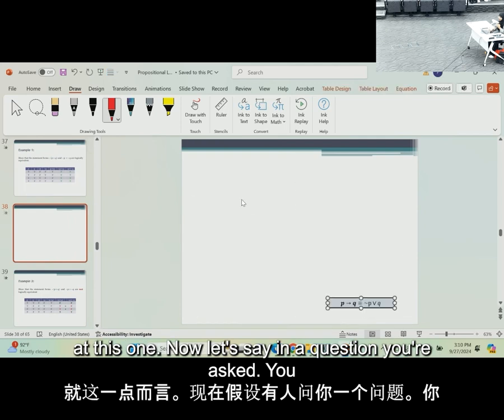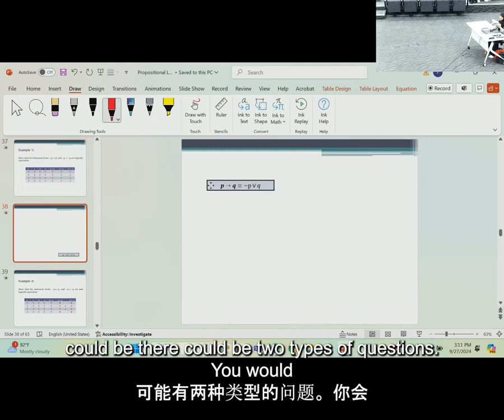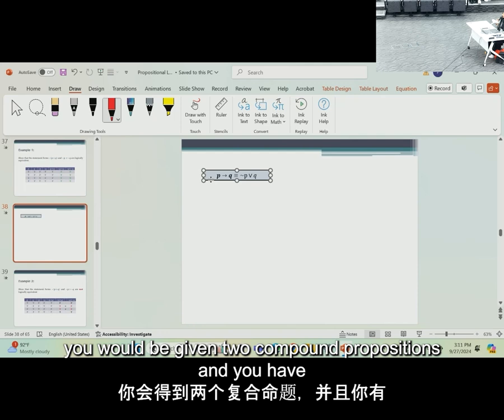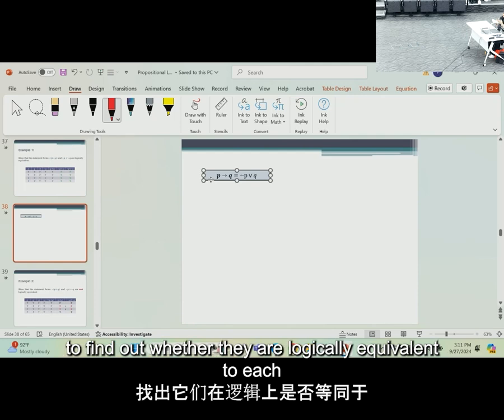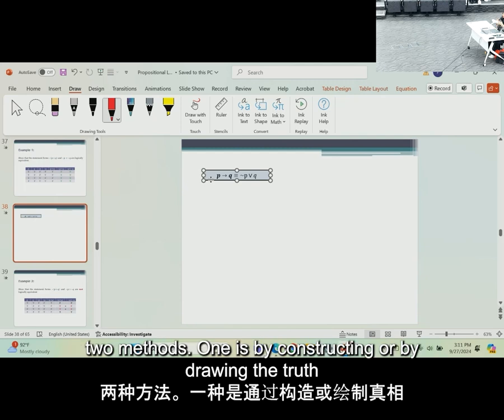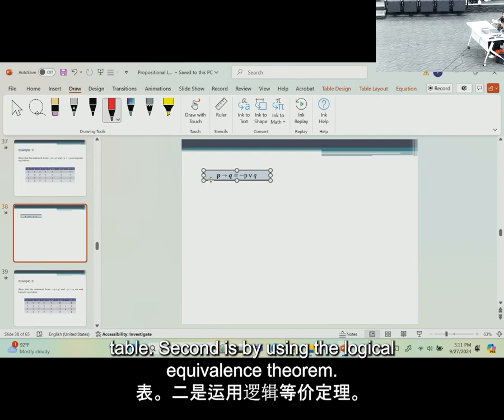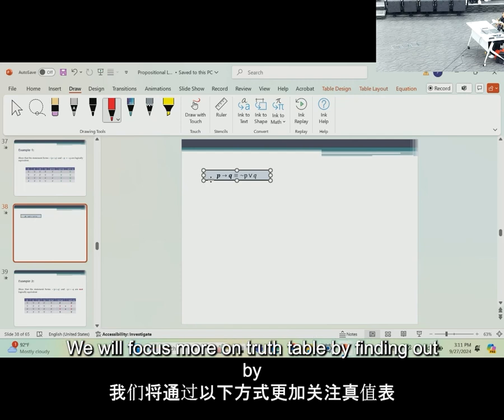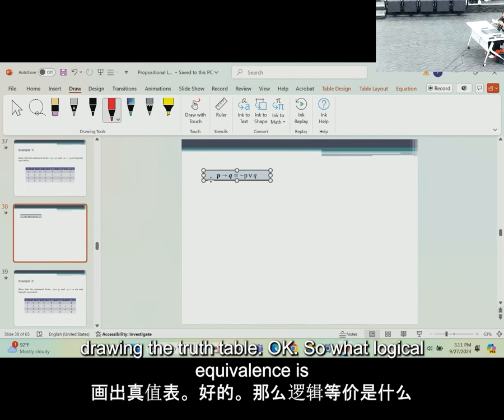look at this one. Now let's say in a question, there could be two types of questions. You would be given two compound propositions, and you have to find out whether they are logically equivalent to each other or not. What method will you use? There are mainly two methods. One is by constructing or drawing the truth table. Second is by using the logical equivalence theorem. We will focus more on the truth table.